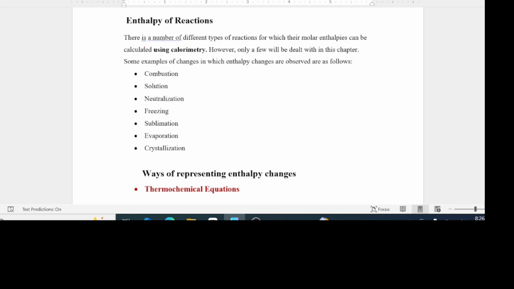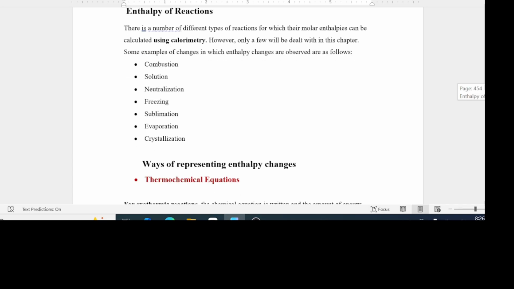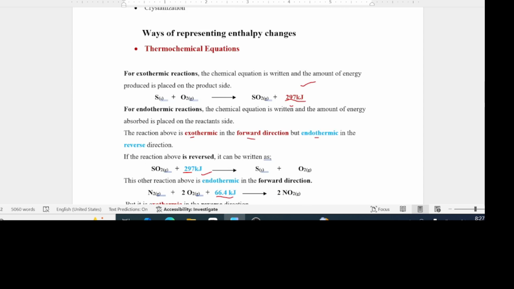There's a number of different types of reactions for which their molar enthalpies can be calculated using calorimetry. However, only a few will be dealt with in this chapter. Some examples of changes in which enthalpy changes are absorbed are as follows: you have combustion, solution, neutralization, freezing, sublimation, evaporation, crystallization, and we can add to that list.